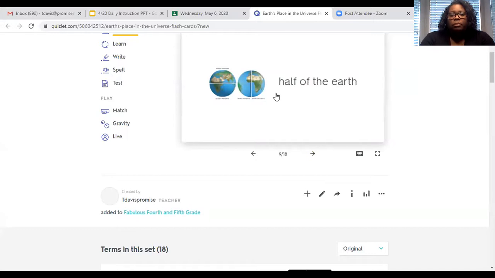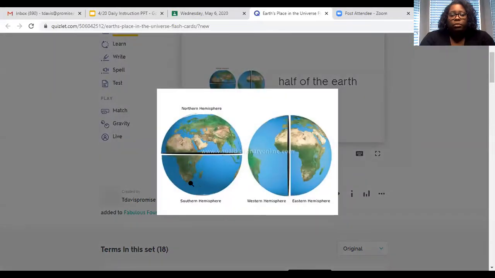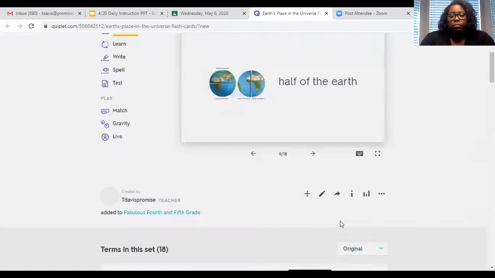Hemisphere. A hemisphere is half of the Earth. So here we have the northern hemisphere and the southern hemisphere. And that's just cutting the Earth in half across. And then horizontally, we have the Western Hemisphere and the Eastern Hemisphere. And when we cut the Earth in half by northern and southern, and Western and Eastern, they become four quadrants. And that's a hemisphere.